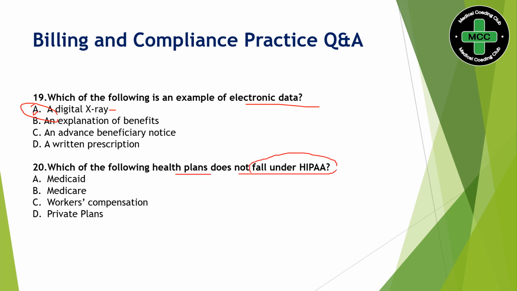Next question, which of the following health plans does not fall under HIPAA? This is an important and most asked question. So the answer is C, workers compensation. Workers compensation will not follow any HIPAA regulations, but other insurances like all federal insurances, Medicare, Medicaid and other private plans, everyone will be following HIPAA regulations. With workers compensation, you should also remember two more insurances. One is automobile insurance and one more is property and casualty insurance. So these three insurances will not fall under HIPAA regulations.